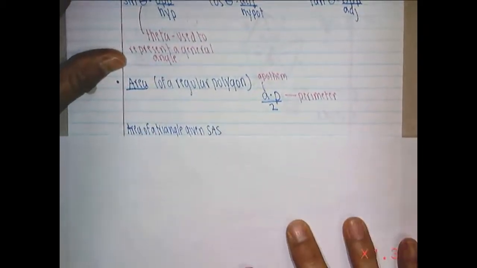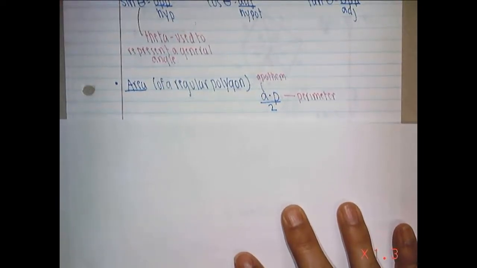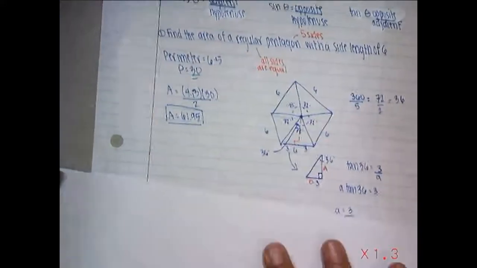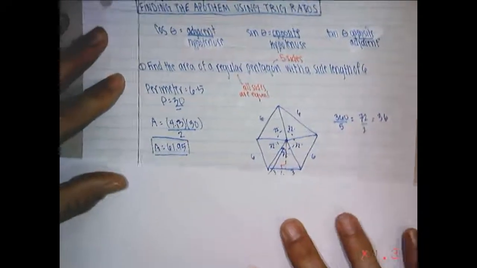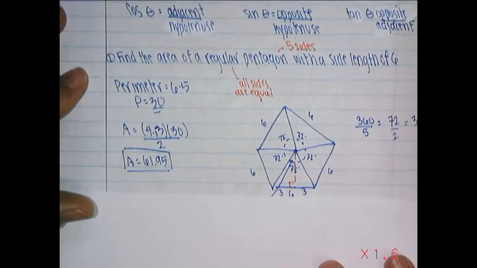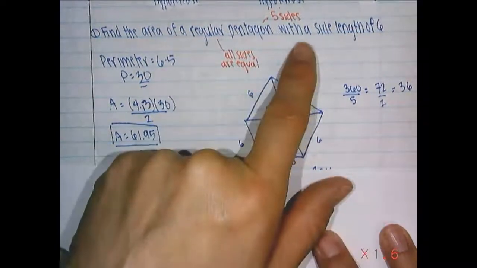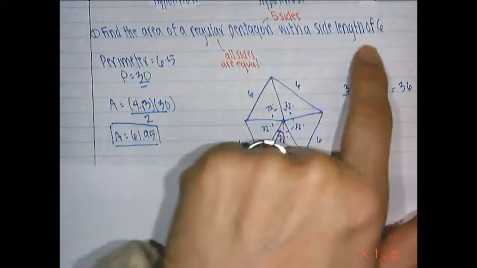Okay, and let's look at one of those problems for a minute. This problem says, if I can zoom in a little, find the area of a regular pentagon, right, 5 sides, and regular, all sides are equal, with the side length of 6.